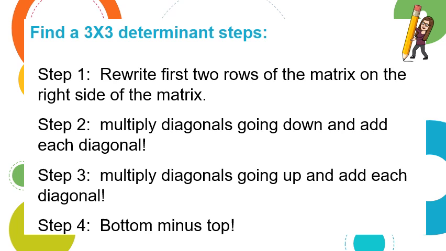The first step, we want to rewrite the first 2 rows of the matrix on the right side of the matrix. And I apologize, there's an error there. This should say rewrite the first 2 columns of the matrix on the right side of the matrix. We're literally just copying 2 columns outside. Step 2, you want to multiply the diagonals going down and add each diagonal. So this is still the same. We're still going to multiply the diagonals, but now we're going to have multiple ones. So we need to add our multiplied values.